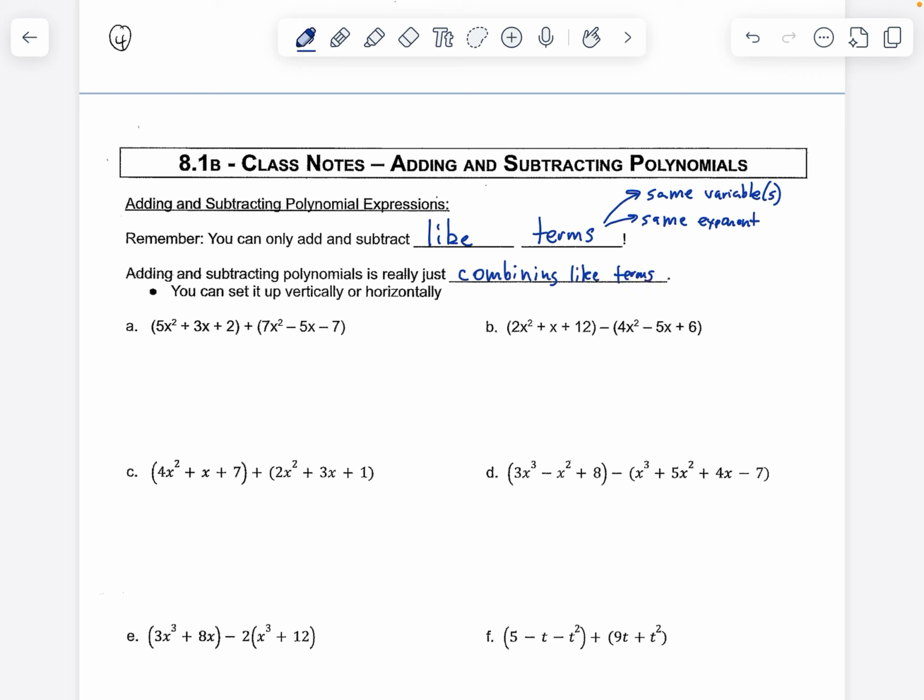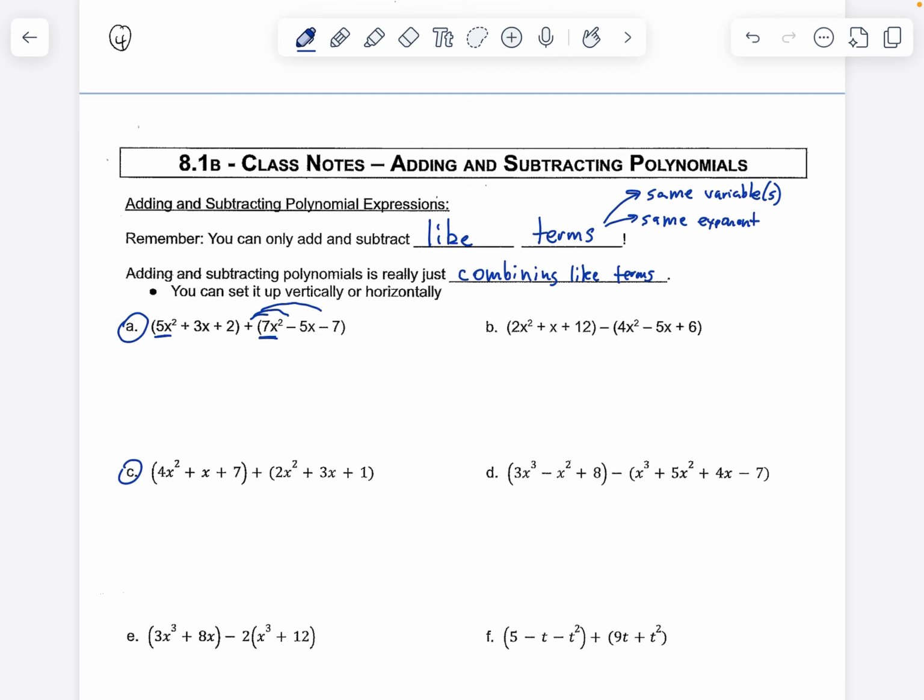And you can set it up either vertically or horizontally. So for examples A and C, I'm going to show one vertically and one horizontally, and then I'll do the same thing for examples B and D. If we take a look at example A, we're combining together a trinomial with a degree of 2 with another trinomial with a degree of 2. Since we're adding, there's nothing that we need to distribute. If we distributed the plus sign to all of these terms, they would stay the same.